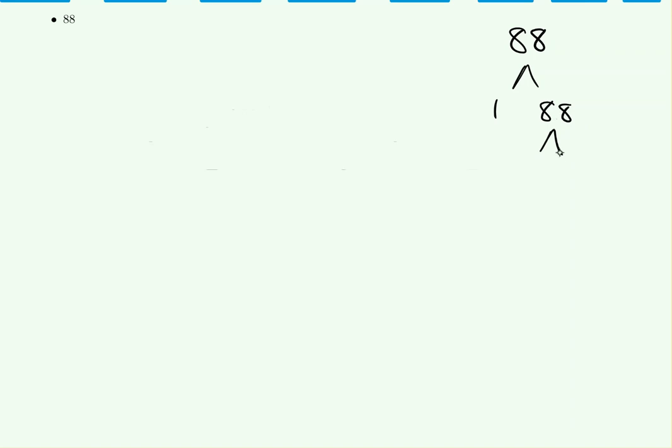88 is an even number. Even numbers are always divisible by 2. 88 divided by 2 is 44. 44 is an even number. It can be divided by 2 exactly 22 times. 22 is an even number. It can be divided 11 times.